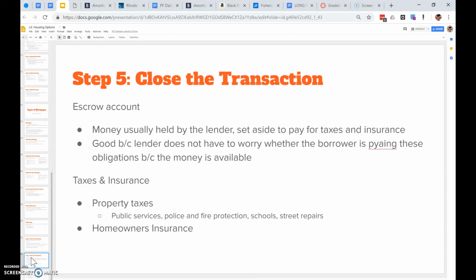Let's quickly talk about the escrow account. After the closing, your lender might require that you deposit your money into an escrow account. This money usually is held by the lender. It's set aside to pay for taxes and insurance. The lender doesn't then have to worry about whether the borrower is paying these obligations over the year because the money's always available. Taxes and insurance, we've talked about property taxes, we've talked about homeowners insurance. Both of these can be paid in increments over time. Each month you can have this be taken out with your mortgage payment, go into the escrow account, so then again you don't have to worry about these at the end of the year.